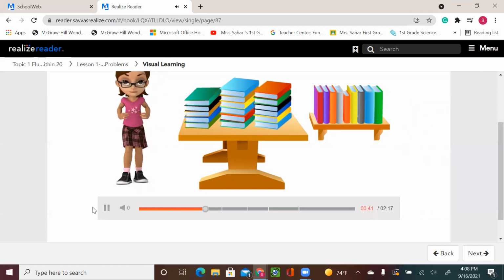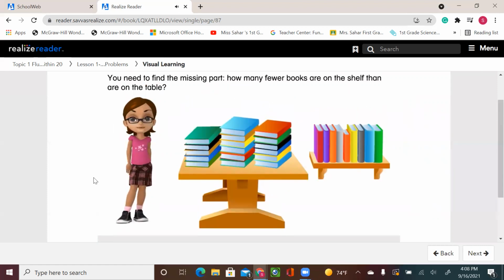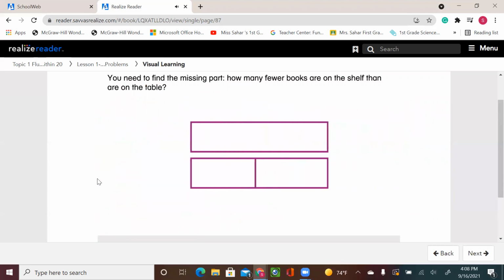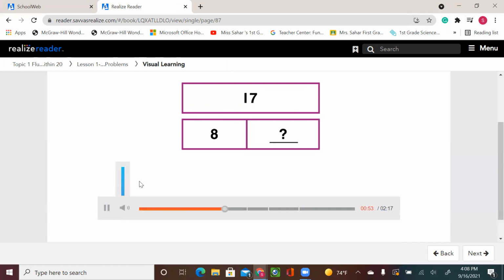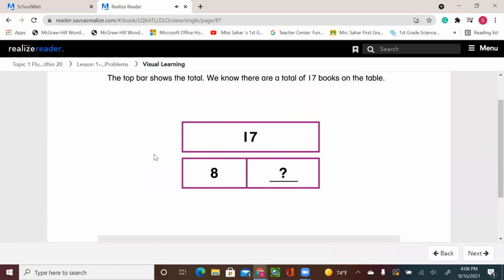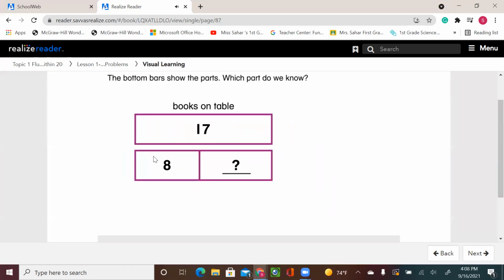You can use a bar diagram and an equation to model the problem. What does the bar diagram show? It shows 2 parts, and we're looking for the missing part. It shows books on the shelf and books on the table. The top bar shows the total. We know there are a total of 17 books on the table. The bottom bars show the parts. Which part do we know? Select your answer.